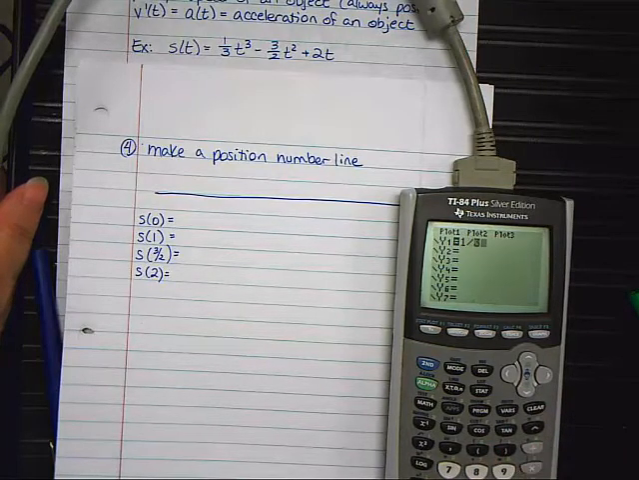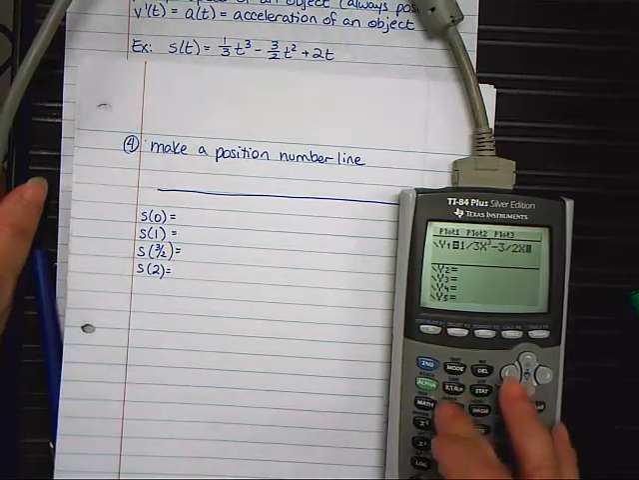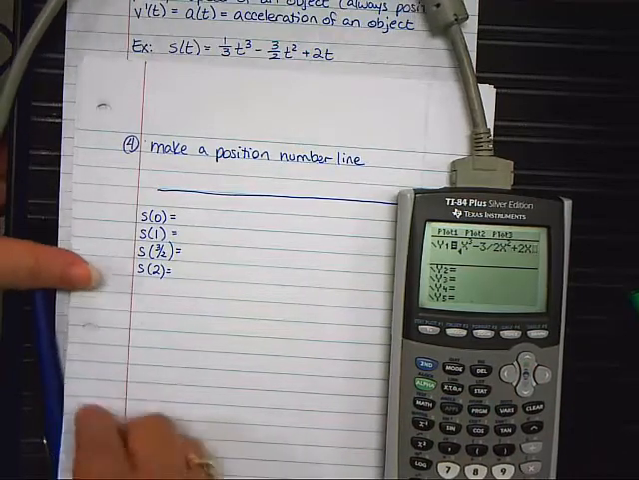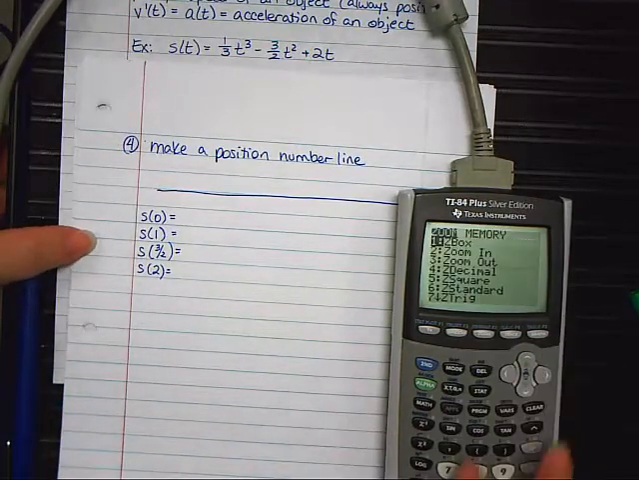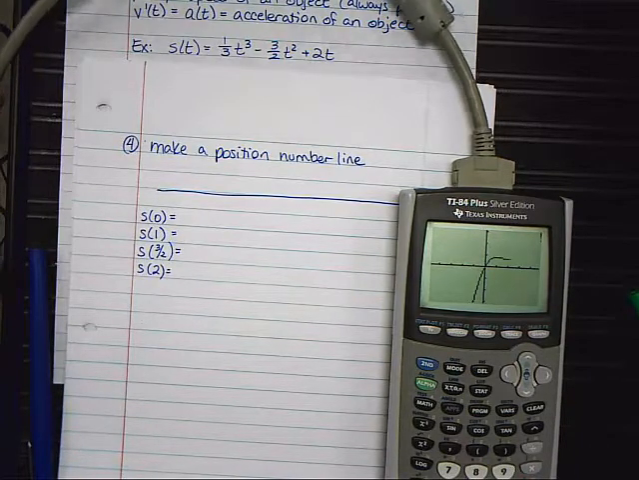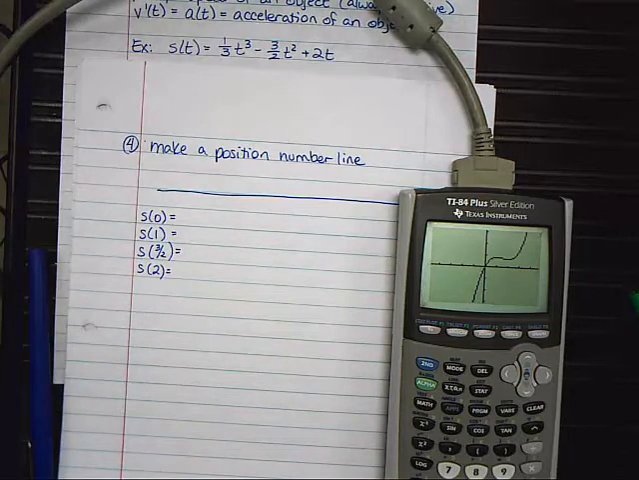So 1/3 x to the third minus 3/2 x squared plus 2x. And go ahead and graph it on Zoom 4. Okay. It's a weird graph. It's kind of cubic looking. It's supposed to be a cubic thing.